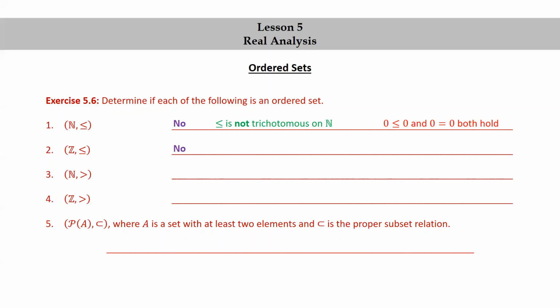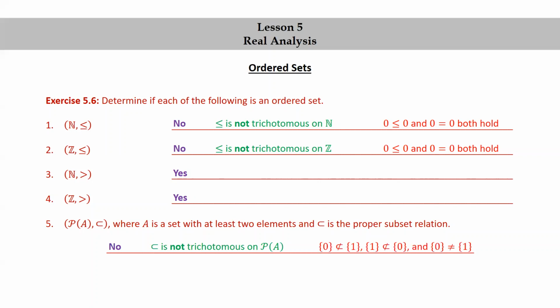Z, less than or equal to. No, same reason. Less than or equal to is not trichotomous on Z, and we could use the same counterexample. N, greater than. Yes. Z, greater than. Yes. The power set of A together with proper subset. Here A is a set with at least 2 elements, and we have the proper subset relation. No. Proper subset is not trichotomous on the power set of A.